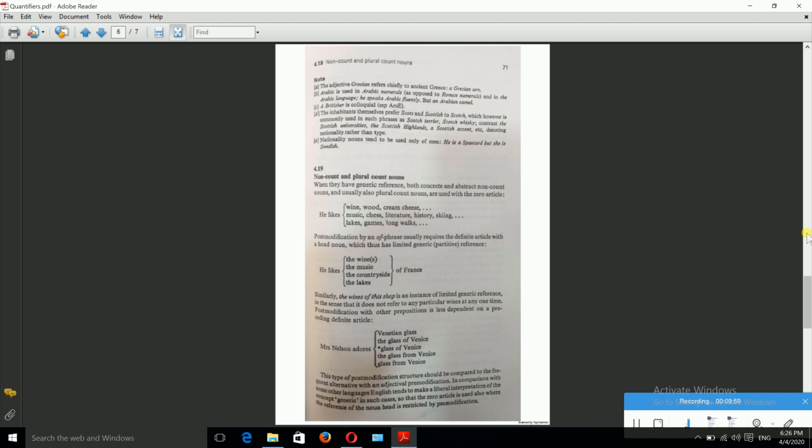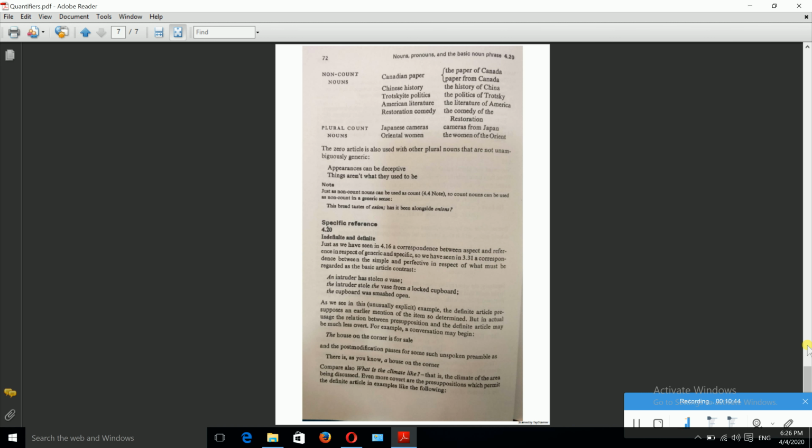Post-modification with other prepositions is less dependent on a preceding definite article. Mr. Nelson adores Venetian glass, the glass of Venice, a glass of Venice, the glass from Venice, glass from Venice. This type of post-modification structure should be compared to the frequent alternative with an adjectival pre-modification. In comparison with some other languages, English tends to make a liberal interpretation of the concept generic in such cases, so that the zero article is used also where the reference of the noun head is restricted by pre-modification.